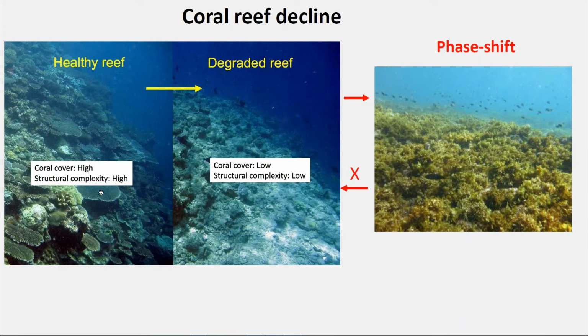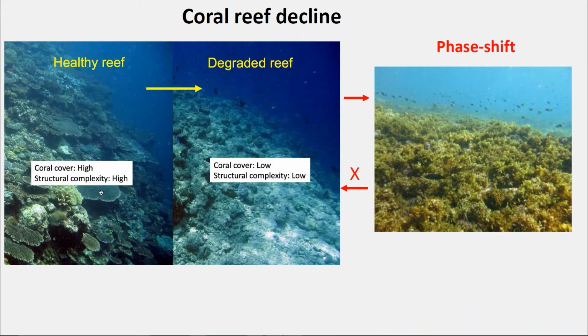There has been an alarming degradation of coral reef all over the world. And here I would like to show you the process that coral reefs undergo into degradation. So once we have a healthy reef and then a perturbation or a disturbance occurs, the healthy coral reef, which has high cover and structural complexity, we lose the coral community and we get a degraded reef.